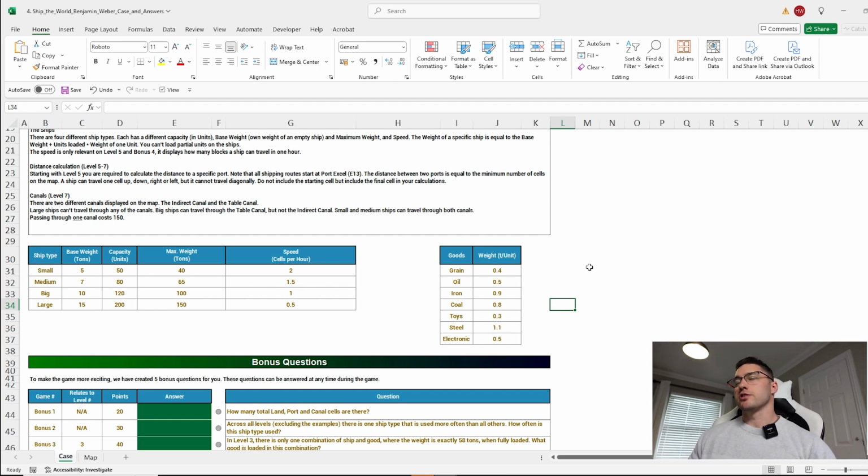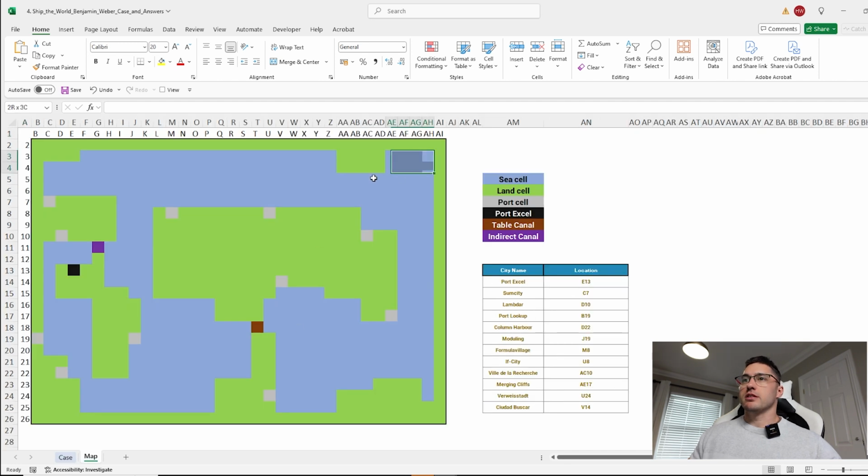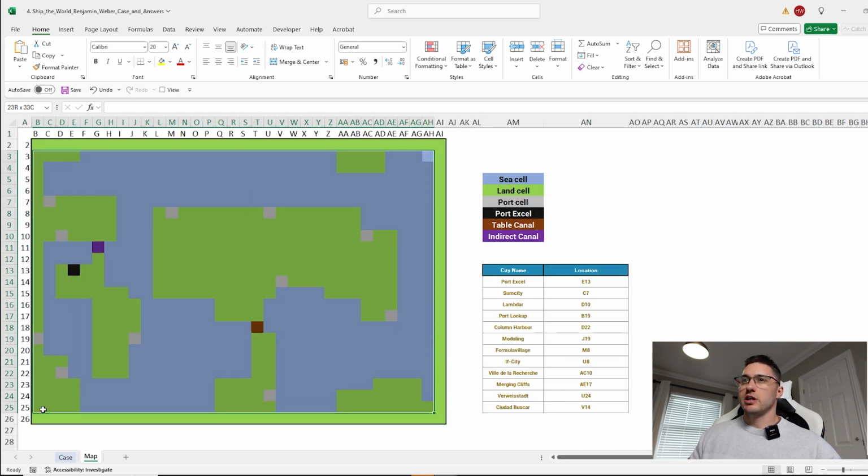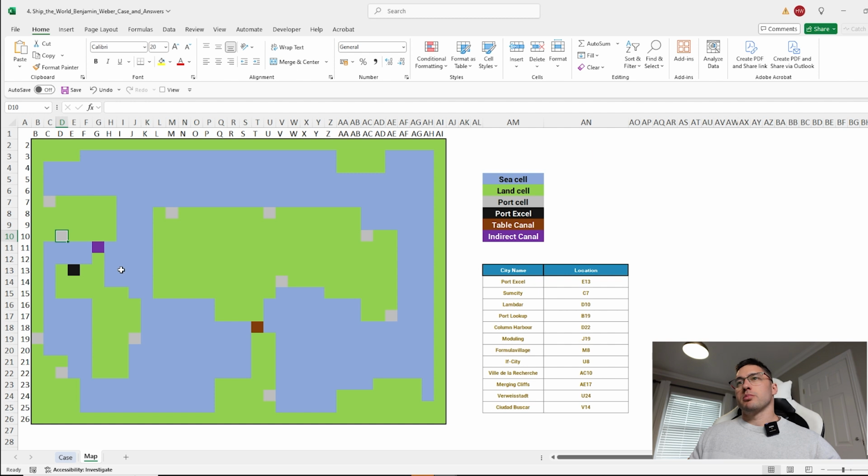goods. And the cost is always the weight of the ship multiplied by the distance it travels. So you either have to calculate the weight or the distance travelled. They have this map, which is land and water and a bunch of ports. These grey cells are the ports, and the ship can travel basically from one of these ports to the home port, which is this black one, Port Excel. And there are these canals which are either open or closed depending on the size of the ship.